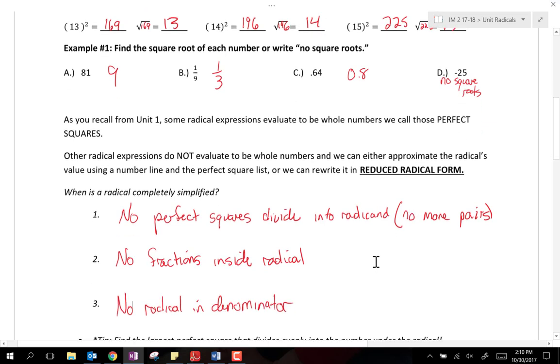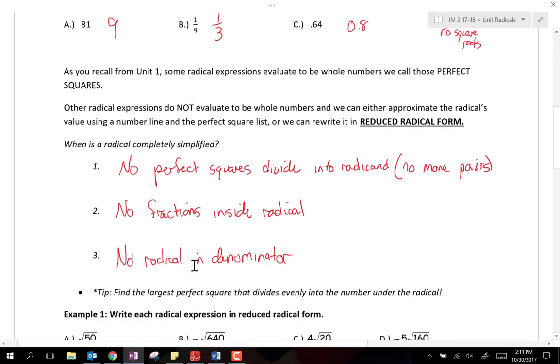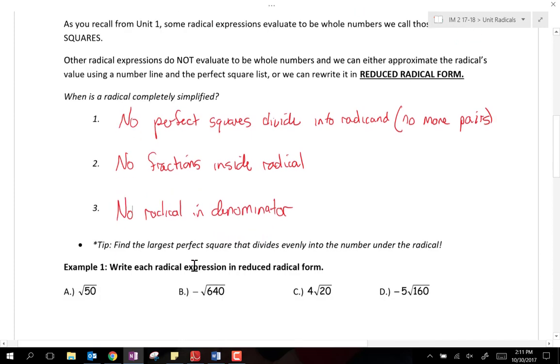Now what we're going to talk about is reduced radical form. We need to simplify. So if we simplify, we should have no perfect squares that divide into the radicand and no more pairs of numbers. And we'll see that in a second. No fractions inside the radical. Can't have a fraction inside the radical. We can deal with that later as well. No radical in the denominator. If there's no radical in the denominator, then you're good to go there. We'll look at that a little bit later down the road.